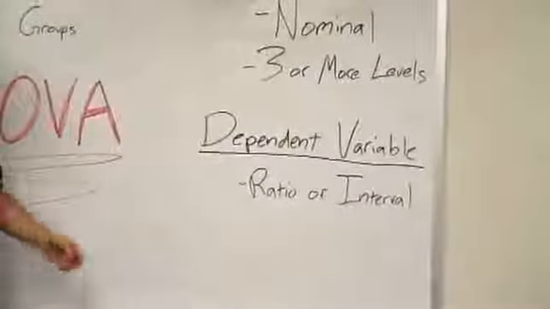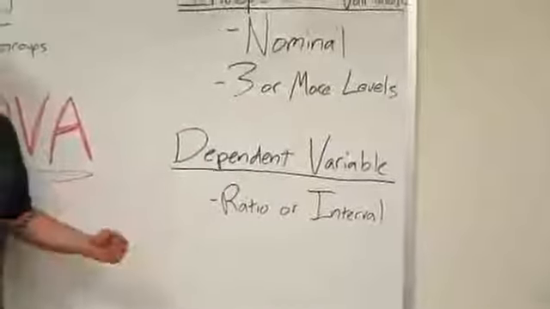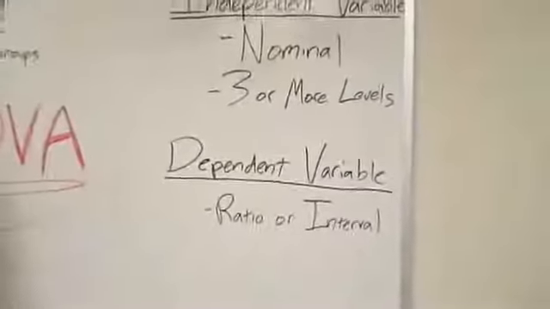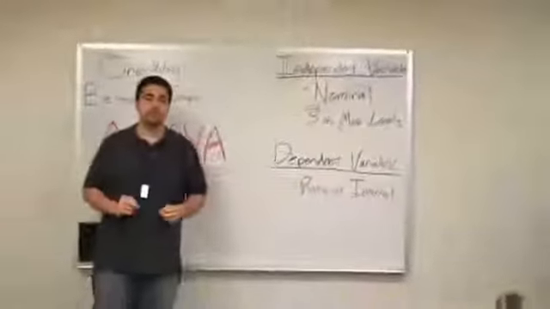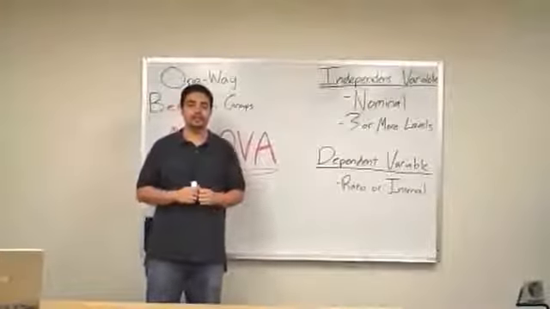Also, for an ANOVA, we want to make sure that the dependent variable is at the ratio or interval level, which are both forms of continuous variables. The reason we want to run an ANOVA is to make inferences about whether or not groups have equal means in the population.